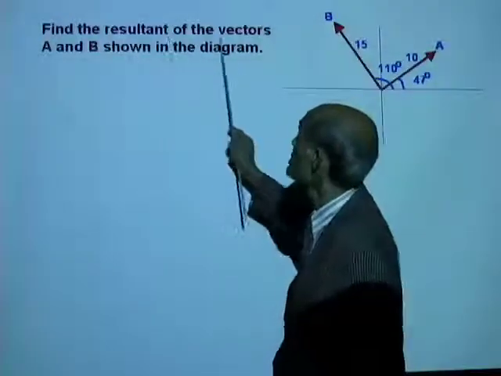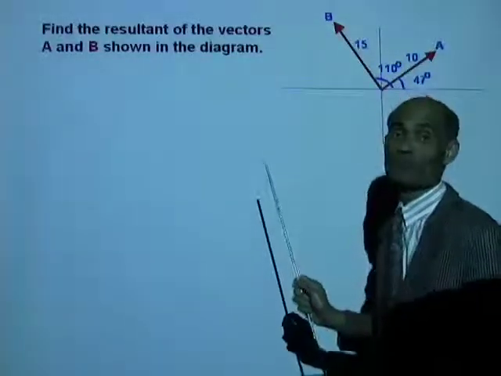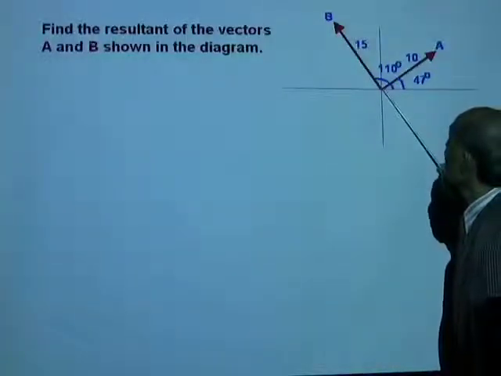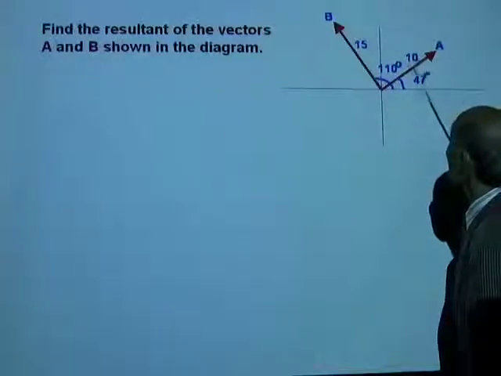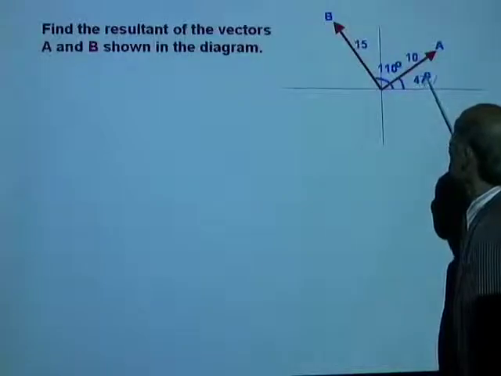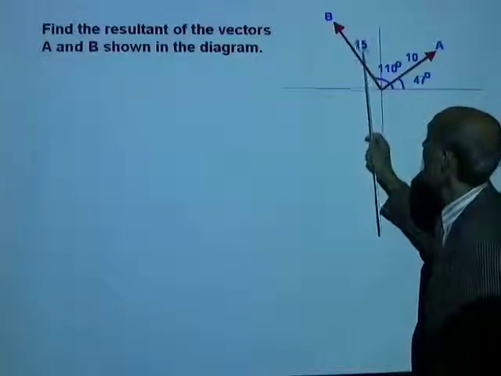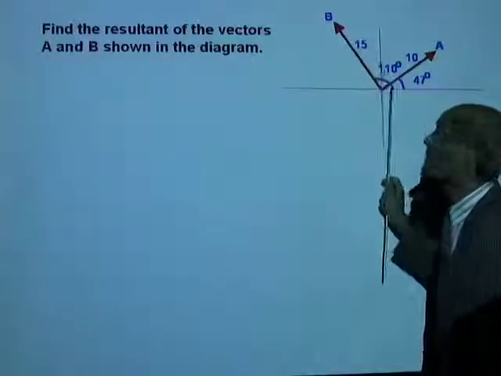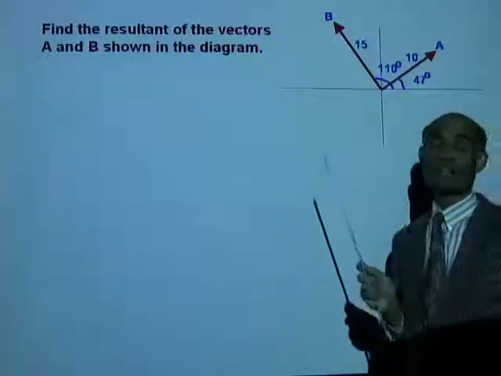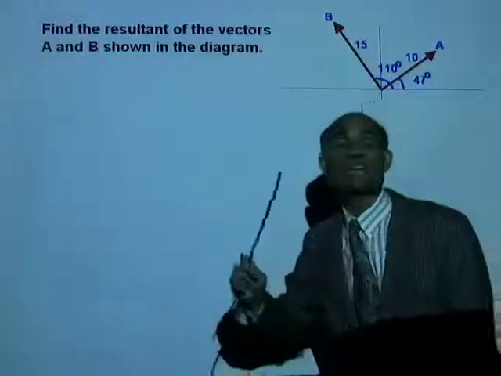Find the resultant of the vectors A and B shown in this diagram. Now look at the vectors A and B. Vector A has a magnitude 10 units. It makes an angle 47 degrees with the x-axis. Vector B has a magnitude 15 units and it makes an angle of 110 degrees with the x-axis. Alright, can you write vector A in the component form?